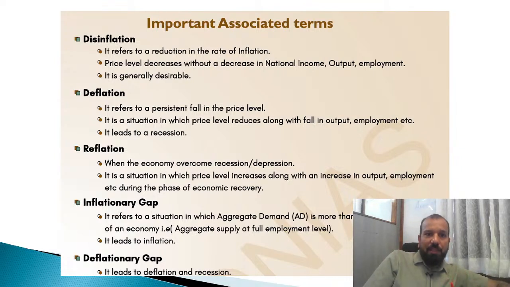Sometimes the price level decreases without a decrease in the national income. That is called disinflation. So earlier the inflation rate used to be 8%. Now the inflation rate has become 6%. Still there is inflation, this needs to be understood. The inflation rate has just been reduced by 2 to 3%. That is called disinflation. Then deflation.